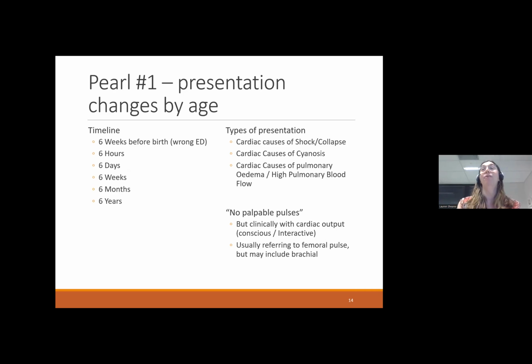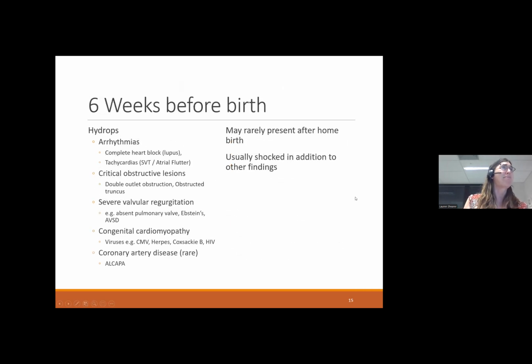And I'm usually referring to not feeling a femoral pulse on examination, but this may include brachial pulses, or being unable to get a blood pressure on your machine in a child who's clearly alert and interactive. So we're not talking here about a child who clearly meets criteria for immediate advanced life support techniques.